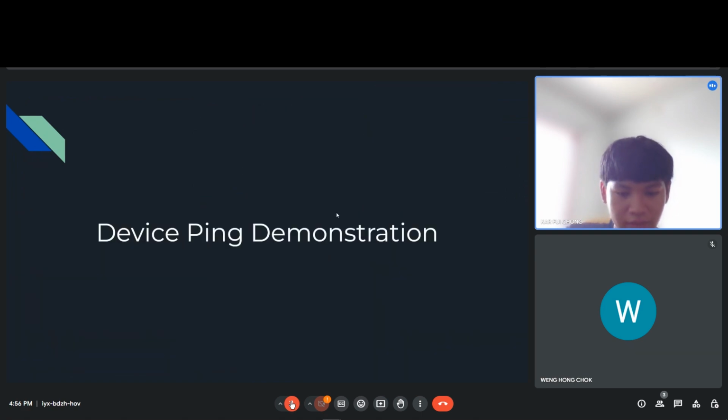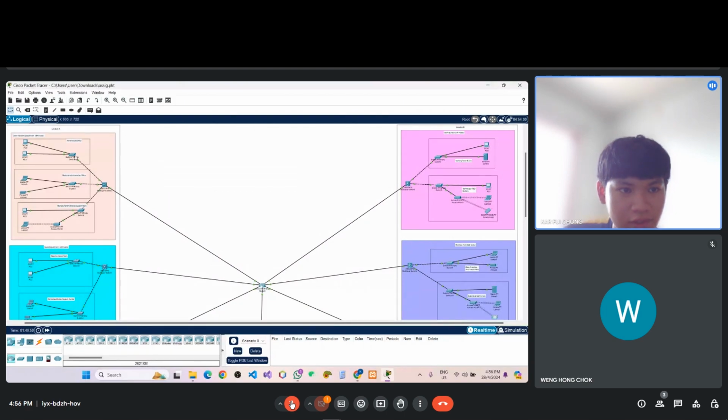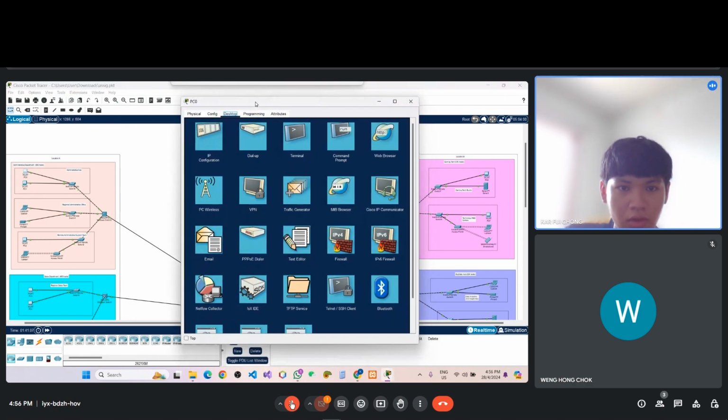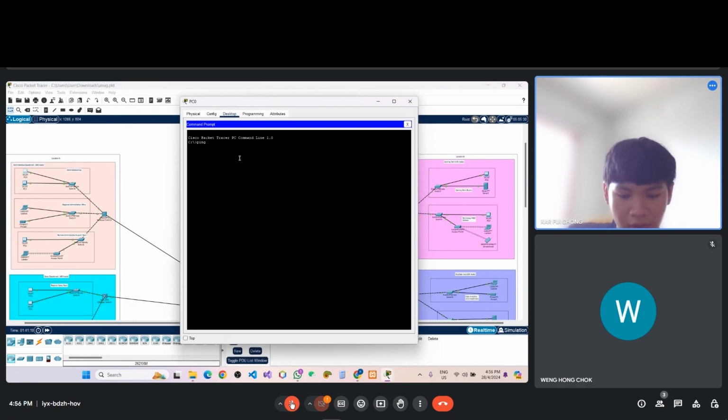Last is the device ping demonstration. I will start to demonstrate how the end devices can ping each other. First, we select PC0, which is located in location A, to ping PC6, which is located in location B. So we need the PC6 IP address. We select PC0, select desktop, select command prompt, and type ping followed by the IP of PC6.